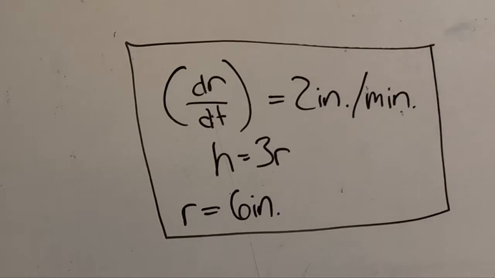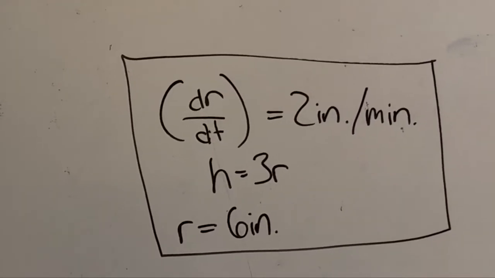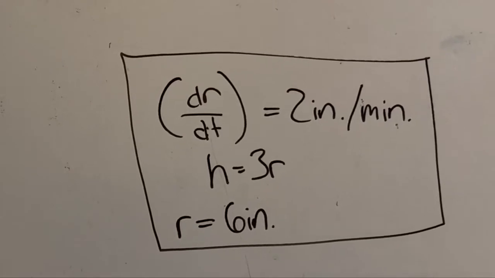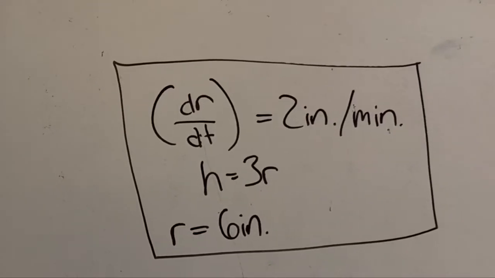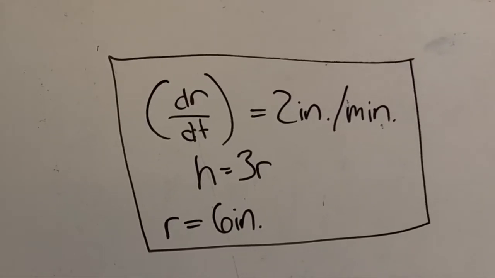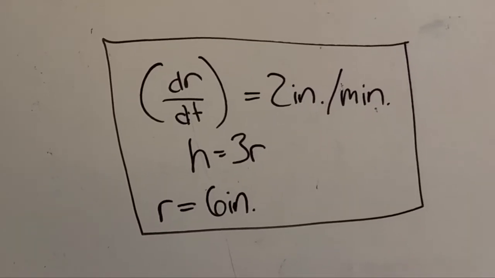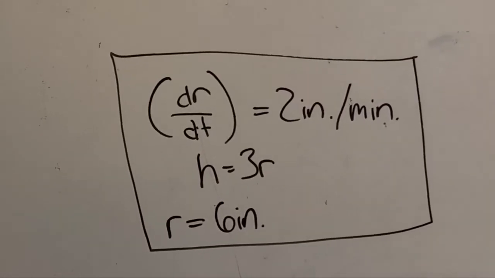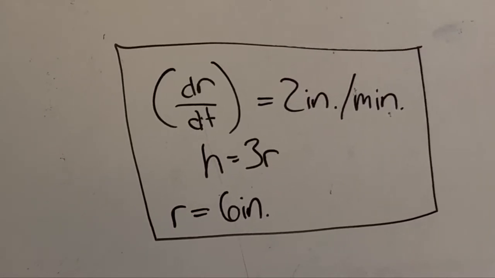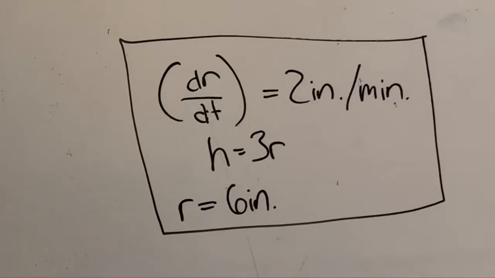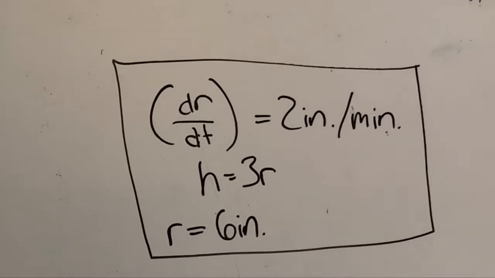Okay, another thing that we learned in class was related rates, and for this problem it says that the formula for the volume of a cone is V equals 1/3 pi r squared h, and the question asks to find the rate of change of the volume if dr over dt is 2 inches per minute and h equals 3r when r equals 6 inches.